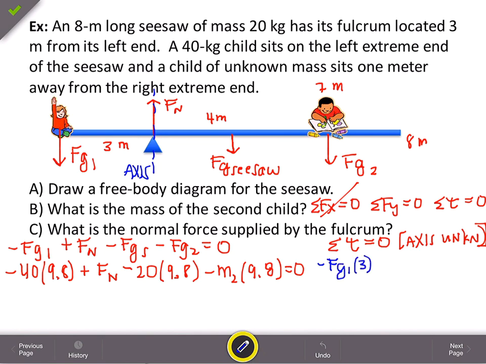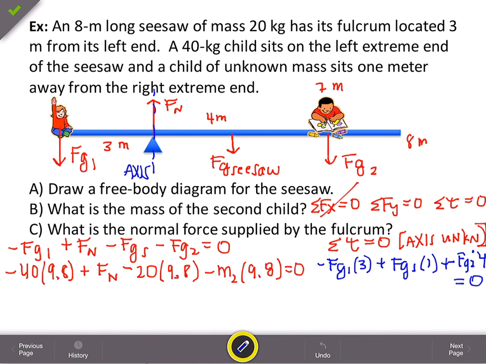Then on the other side of the fulcrum, I have the force pulling down from the seesaw, a distance of 1 meter away. That's going to cause this thing to rotate in a clockwise direction, so it's positive. And then I also have FG2. That's a distance of 4 away. Sorry, that got sort of squished. Let's try and fix that. FG times 4. There we go. And that is all going to add up to 0.